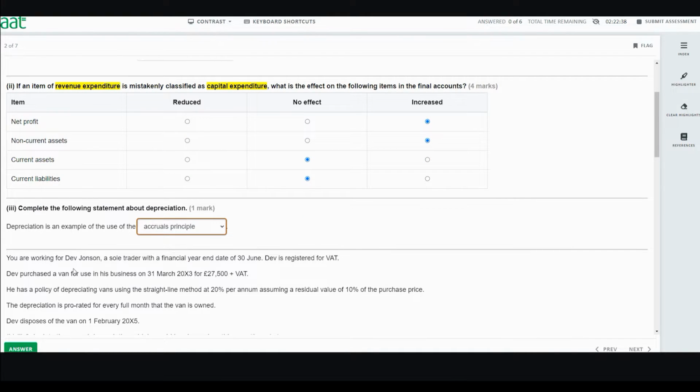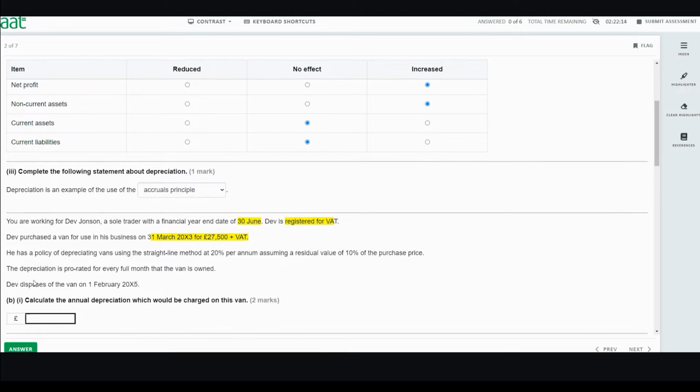You are working for Dev Johnson, a sole trader with a financial year end of the 30th of June. So that's important. Dev is registered for VAT. Dev purchased a van for his use in his business on the 31st of March for $27,500 plus VAT.